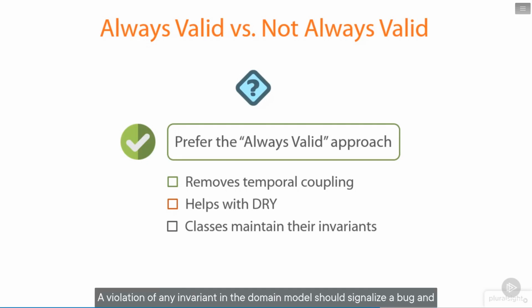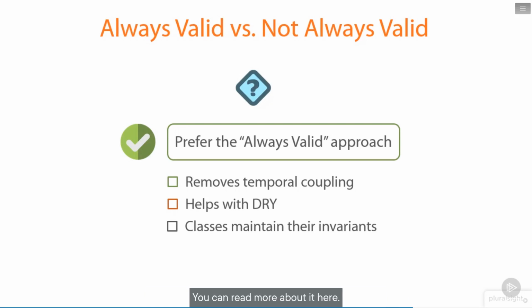A violation of any invariant in the domain model should signalize a bug and lead to a failure in order to protect the persistent state. This principle is often referred to as fail fast and is one of the most important principles of software development. You can read more about it here.